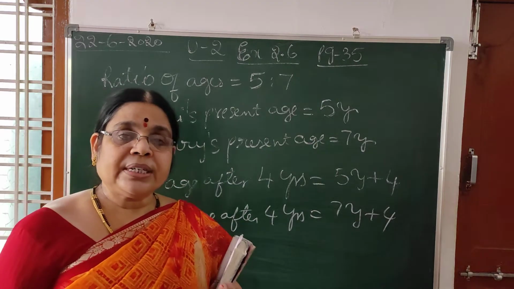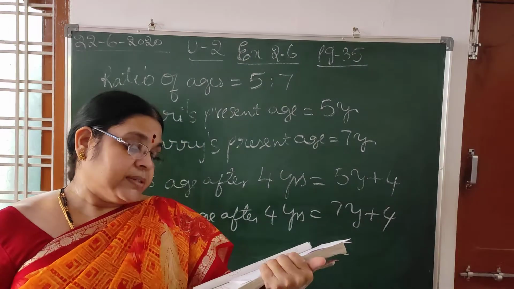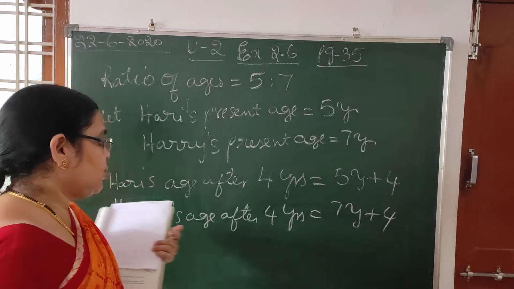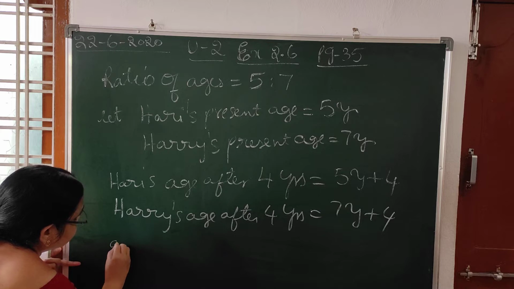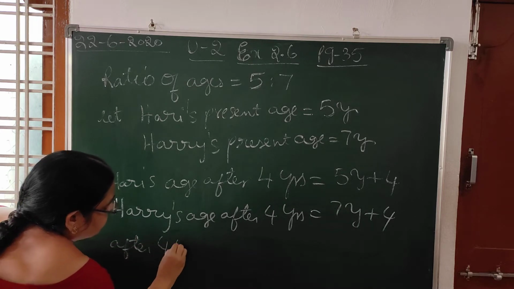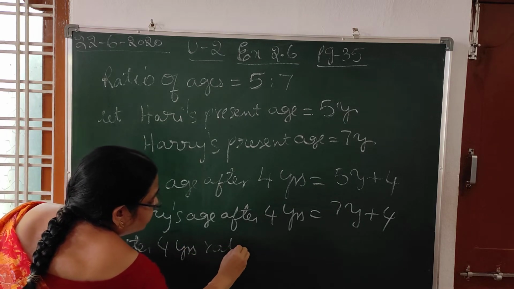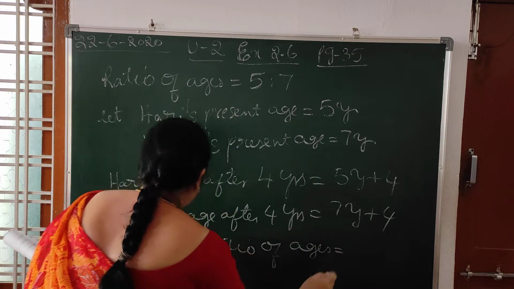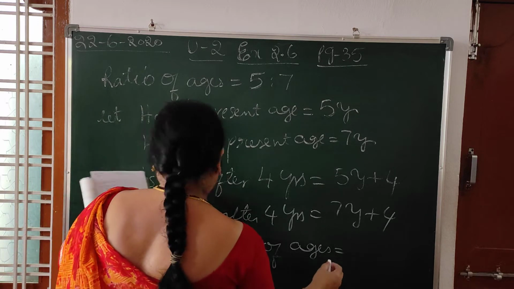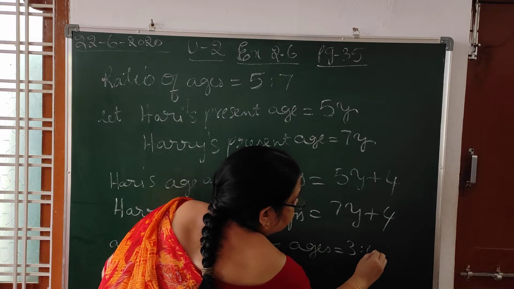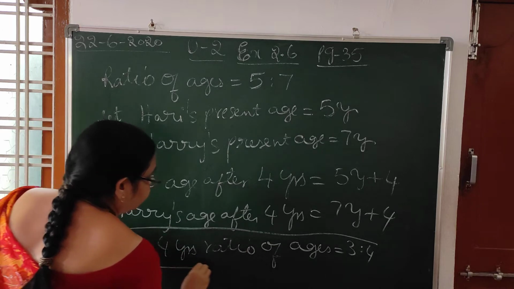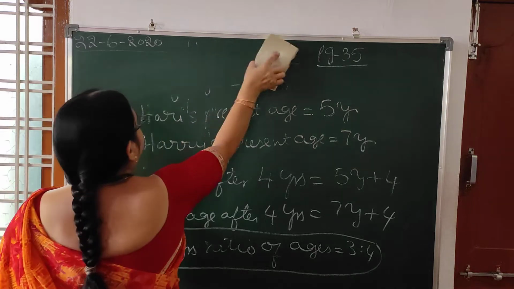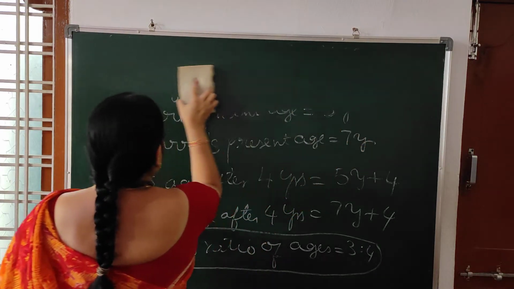According to the question, what is given? After 4 years, that means 4 years from now, the ratio of their ages will be 3:4. So it is given that after 4 years, the ratio of ages is 3:4. So this is the hint given to you. Now you have to frame the equation.